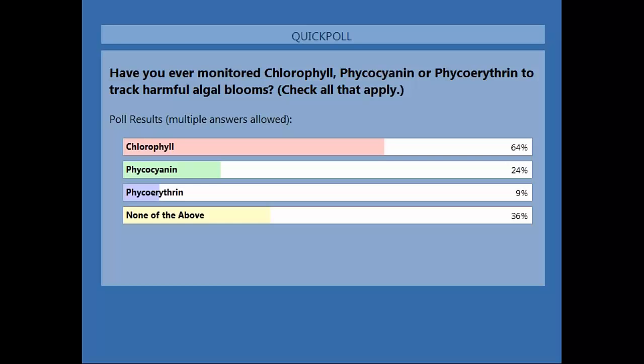All right, so it looks like a healthy majority of the audience is doing some monitoring of chlorophyll, but not so much on the accessory pigments that you might find in cyanobacteria. So it looks like approximately a quarter of the audience is looking at phycocyanin, and about 10%, 9 or 10% or so, are looking at phycoerythrin. A good deal of folks, though, on the call aren't looking at any of these items. So there's around a third of folks, Stephanie, that aren't looking at pigments at all.